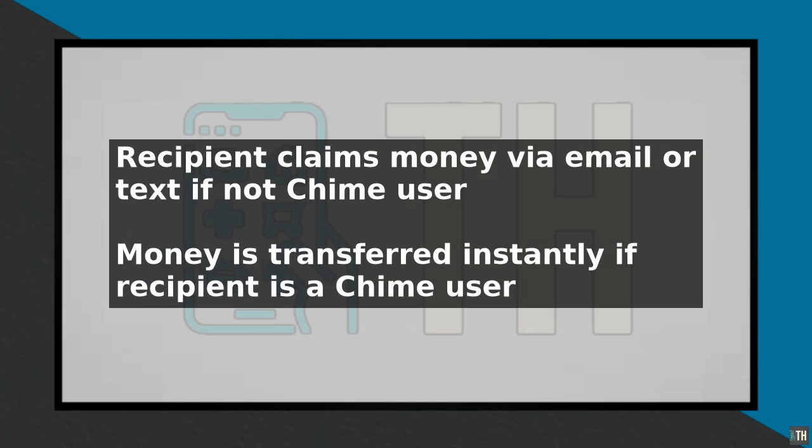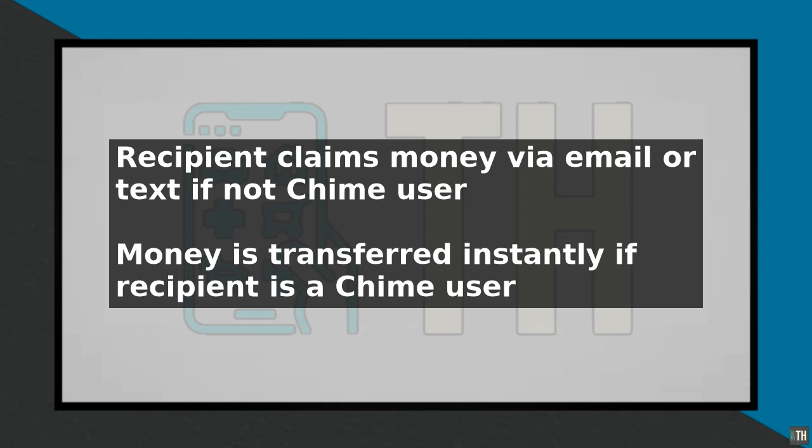You should also be aware of Chime's sending limits, which vary depending on your account type and verification status. For example, verified Chime users can send up to $2,000 per month. In addition to sending money, Chime also offers a feature called SpotMe, which allows you to send money even if you do not have sufficient funds in your account. This feature is available to eligible Chime users and can be used to send money in emergency situations.